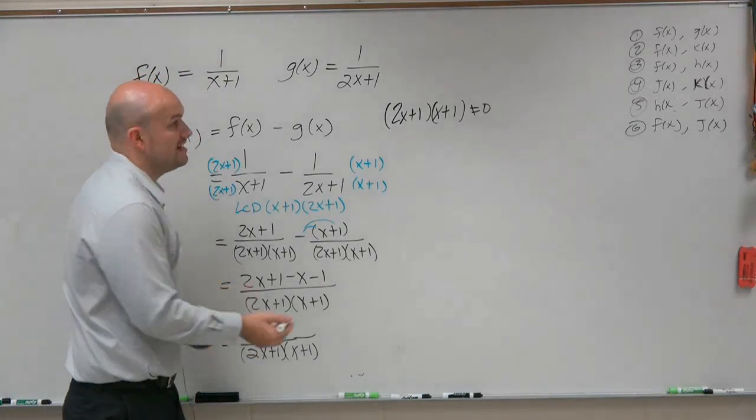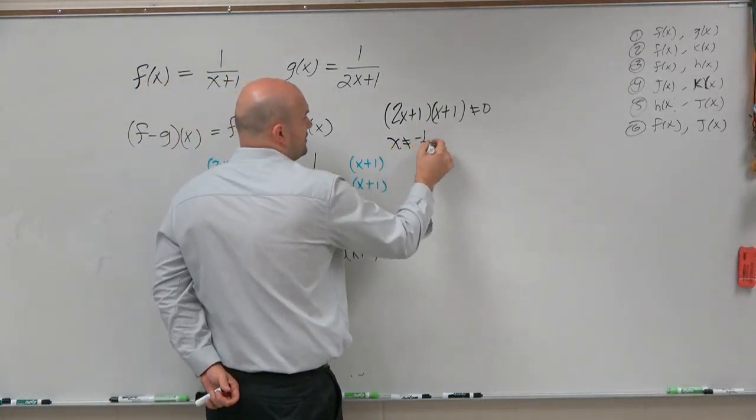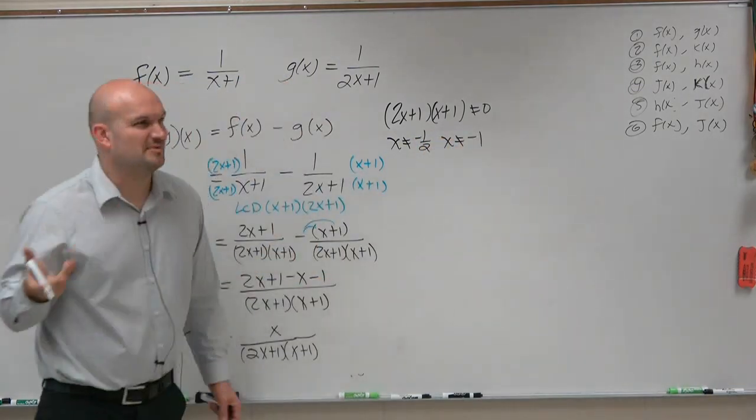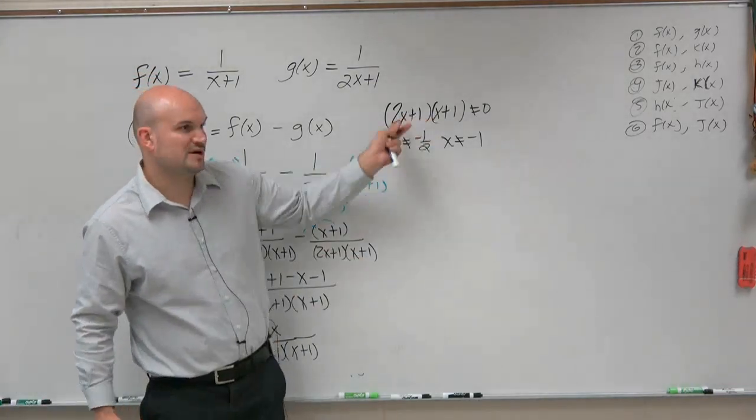So now, when I set them both equal to 0, I say x cannot equal negative 1/2, and x cannot equal negative 1. To speed this up, I'm skipping some of the algebra steps for you guys, if that's okay. I just set each one equal to 0 and solve.